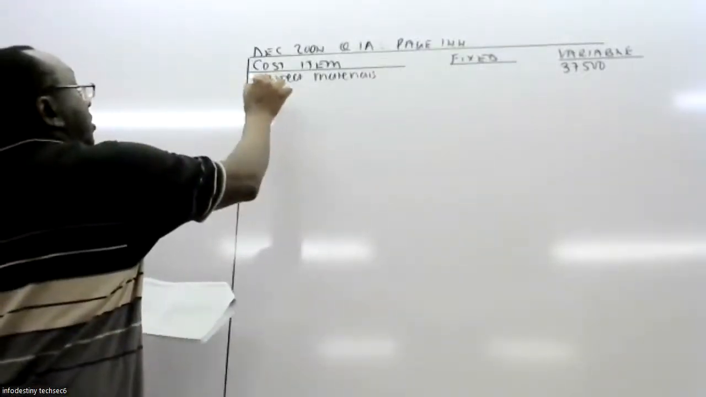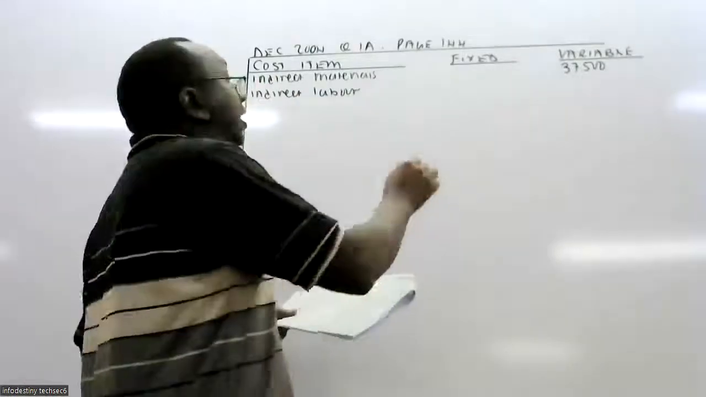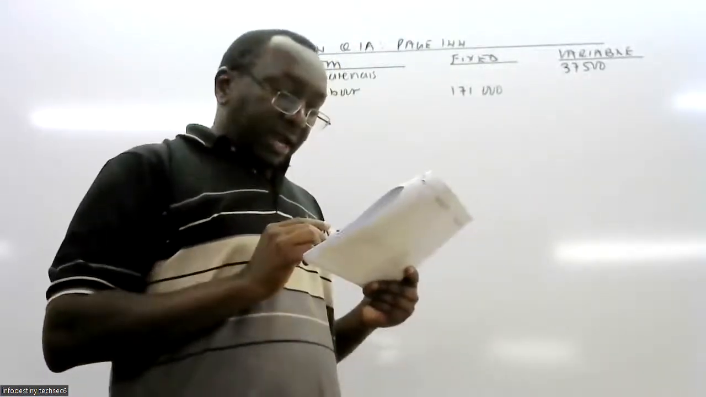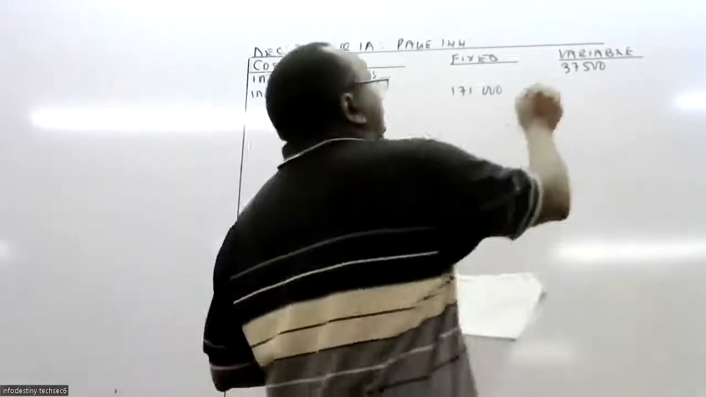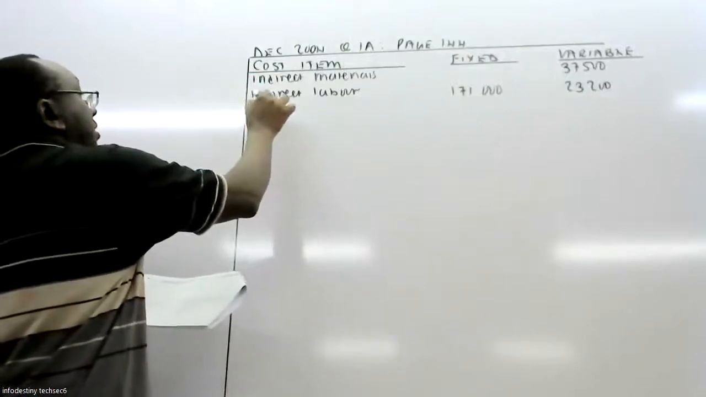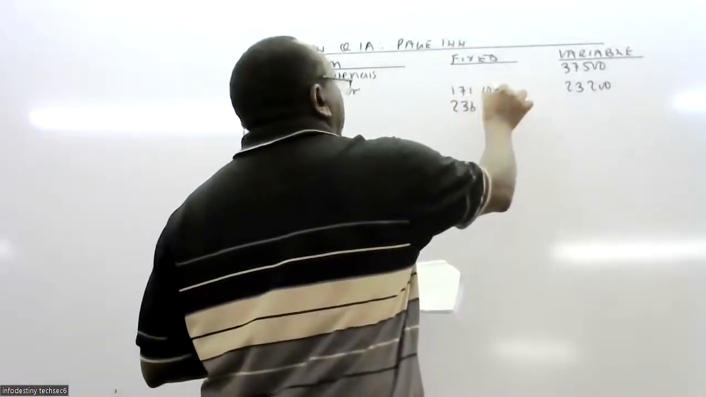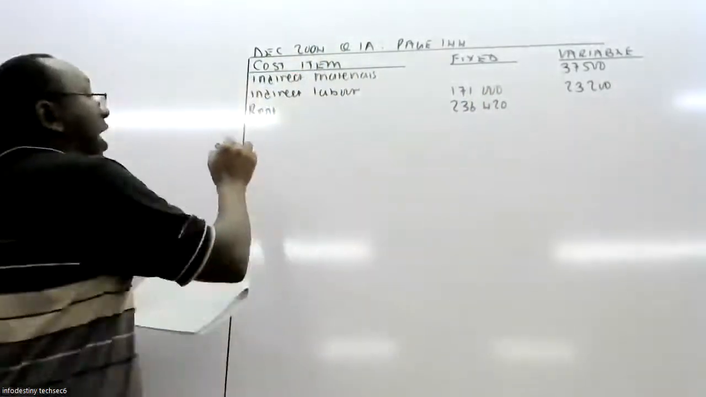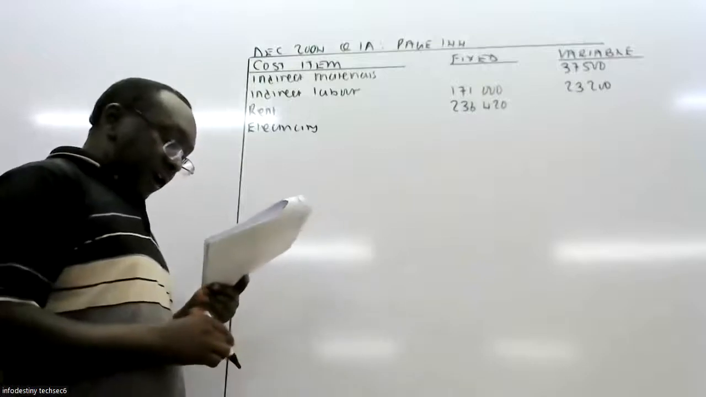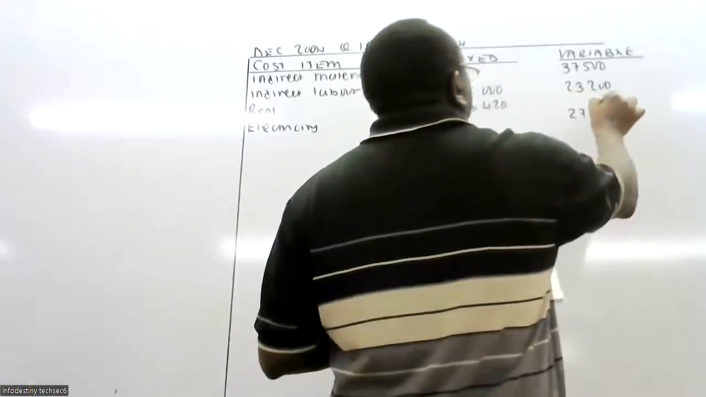Indirect labor, we are told the amount that is fixed is 171,000. So you put it here, 171,000. Then get the balance from the 194. It's how much? 23,200. That is the variable. The next one is rent. Now rent is fixed, 236,420. Then we have electricity. The whole of it is variable. So 27,210.